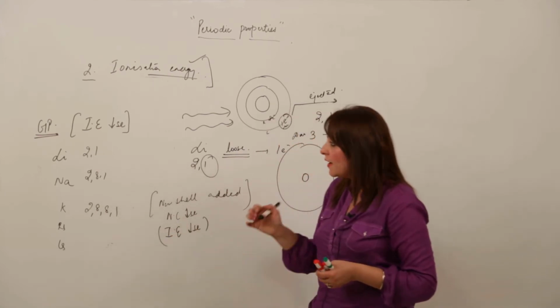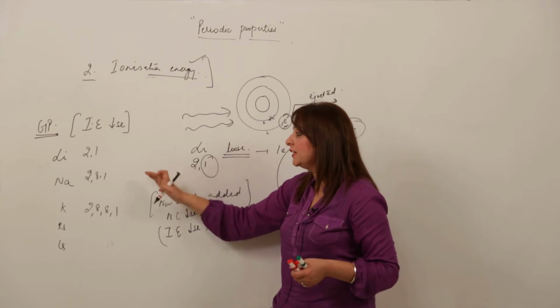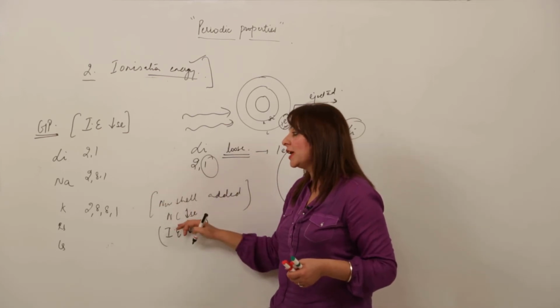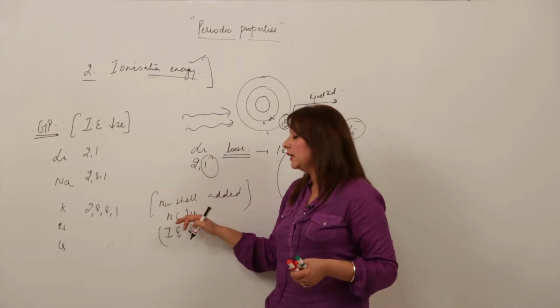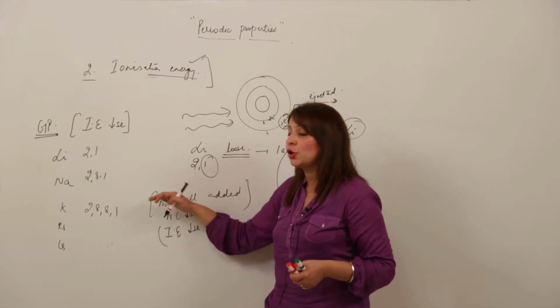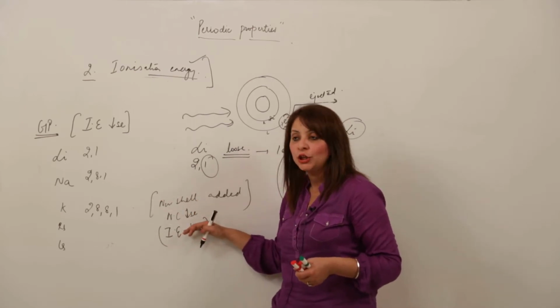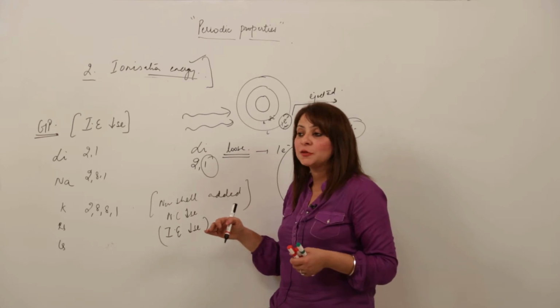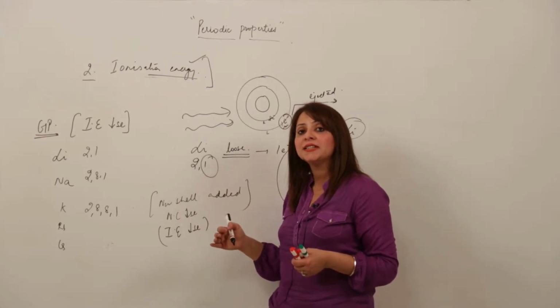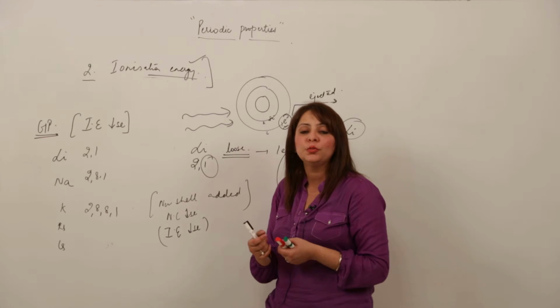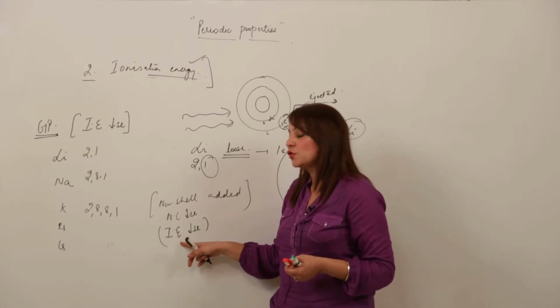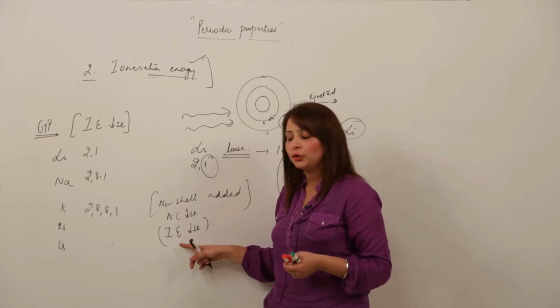So every time when we move down, the size of the shell increases and nuclear charge decreases. That means the force of attraction which an electron is experiencing from the nucleus is less. When it is experiencing less force of attraction, less energy is required from outside to remove that electron. So that means ionization energy decreases as we move down the group.